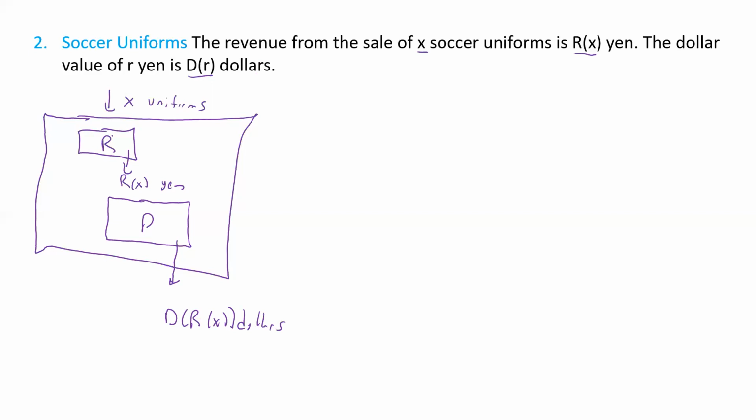So we're plugging X uniforms into R. We're going to get that many yen out. Then we're going to convert that yen into dollars. So we'll have D of R of X dollars. And so that would be one way to write it, or we could write D of R of X dollars. So we're plugging in X uniforms, and that goes into the R, then out of that into the D, and we get our dollars out of there, okay? All right, so that's how we would do that one.